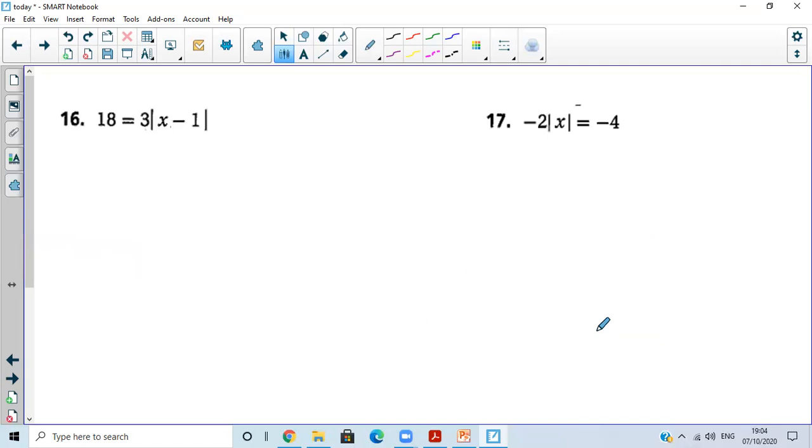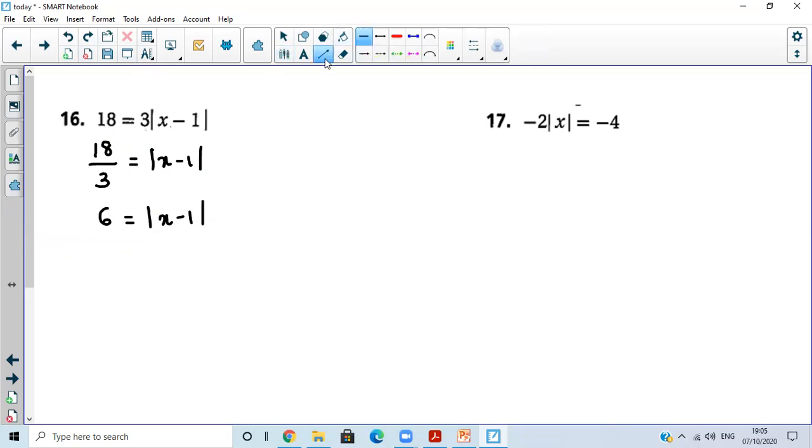Let's try two more questions. So here we have 18 equals 3 multiplied by the absolute value of x minus 1. We have to remove this 3. That means the first step is to remove the 3 by doing the inverse. So here it was multiplied, we are going to divide it. Let this stay inside. So 18 divided by 3 is going to give you 6 is equal to the absolute value of x minus 1. So now let's give the two possibilities.